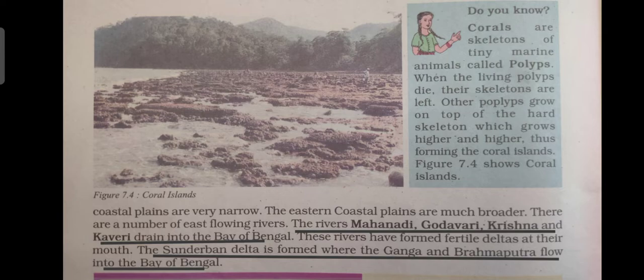Now children, here there is a box. Do you know? Corals are the skeletons of tiny marine animals called polyps. When the living polyps die, their skeletons are left. Other polyps grow on top of the hard skeleton, which grows higher and higher, thus forming the coral island. So children, Lakshadweep Island is also known as Coral Island because it is formed by the skeletons of animals called polyps, and when the polyps die, their shells are left behind and these skeletons grow higher and higher, and in this way coral islands are formed.